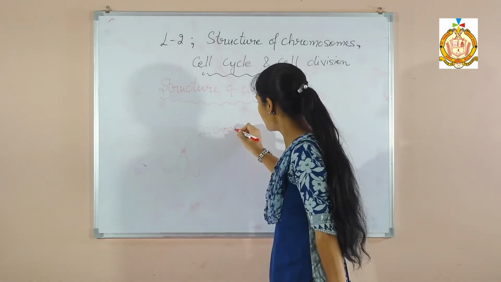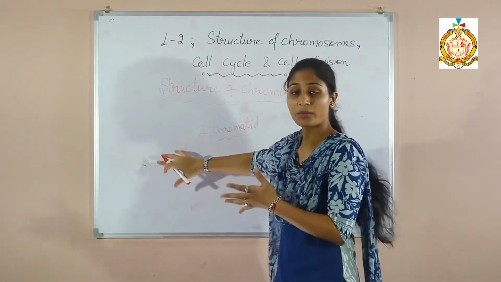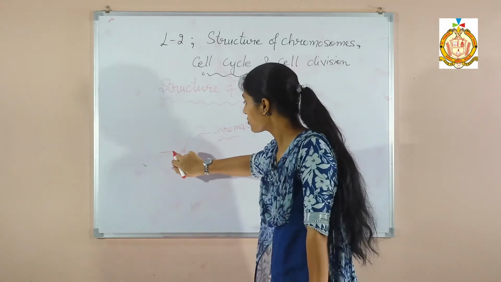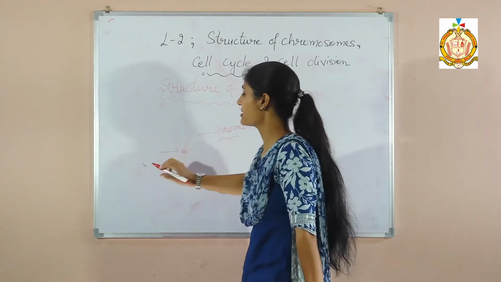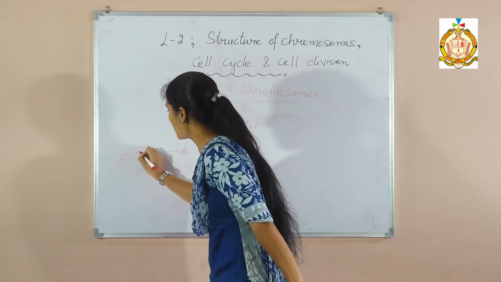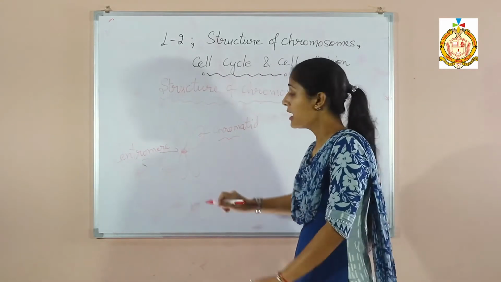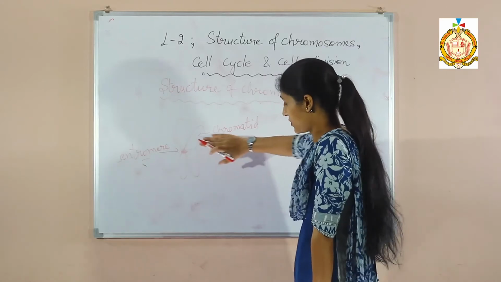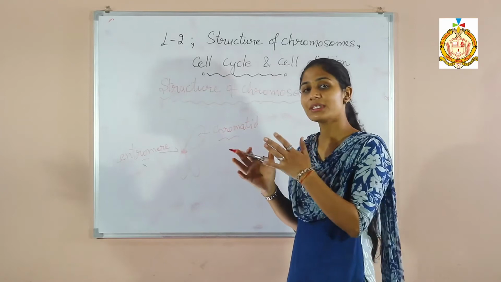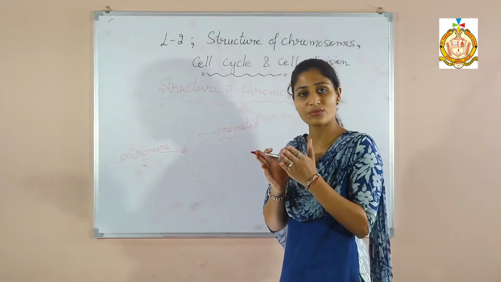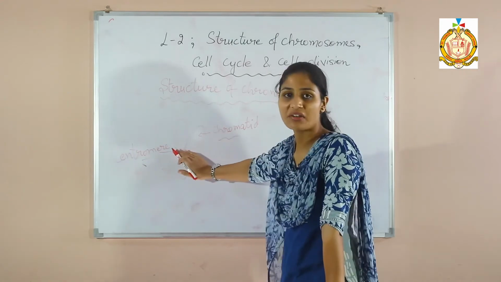So 2 chromatids are forming the chromosome, and this chromosome is attached at a point, and this center point is known as the centromere. So at the centromere, the chromatids are attached with each other. It has 2 chromatids and it is attached at the centromere. Next thing is, whenever the cells undergo cell division, what is happening? The chromosome is attaching with the spindle fibers.